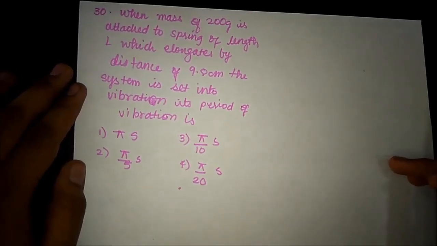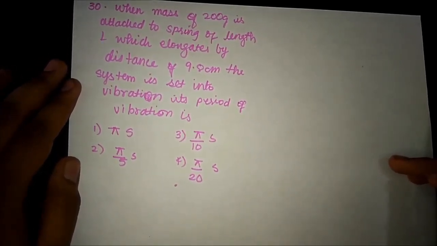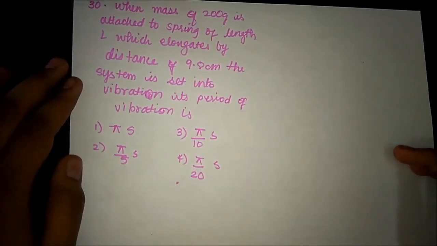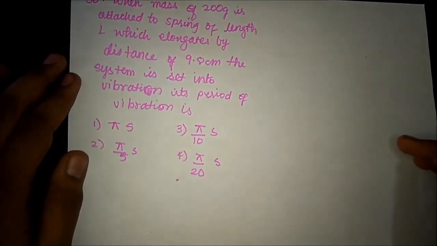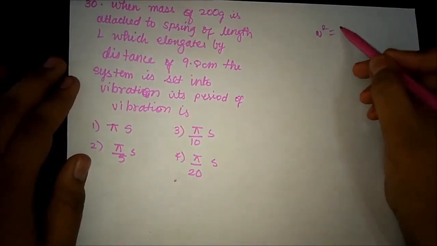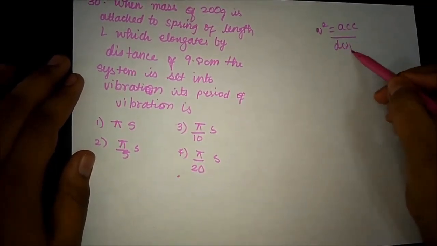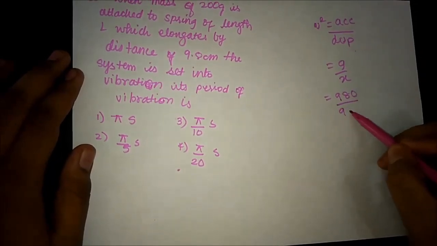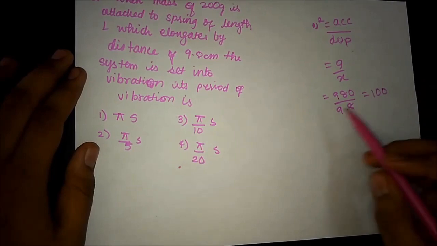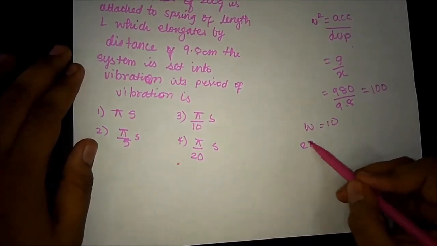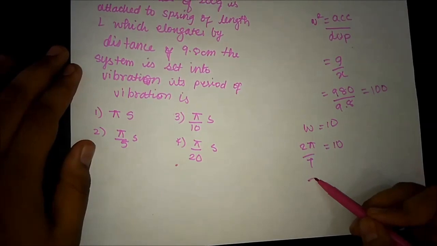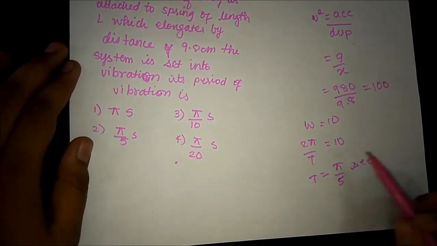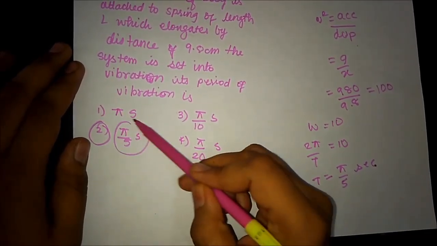Question 30. When a mass of 200 gram is attached to a spring of length L, which elongates by a distance of 9.8 centimeter, the system is set into vibration. Its period of vibration is. Now to solve this question, we know omega square is equal to acceleration per unit displacement, which is equal to g by x, which is also equal to 980 upon 9.8 is equal to 100. So omega is equal to 10, 2 pi by t is equal to 10, t is equal to pi by 5 seconds. So now option 2, pi by 5 seconds is the correct answer.